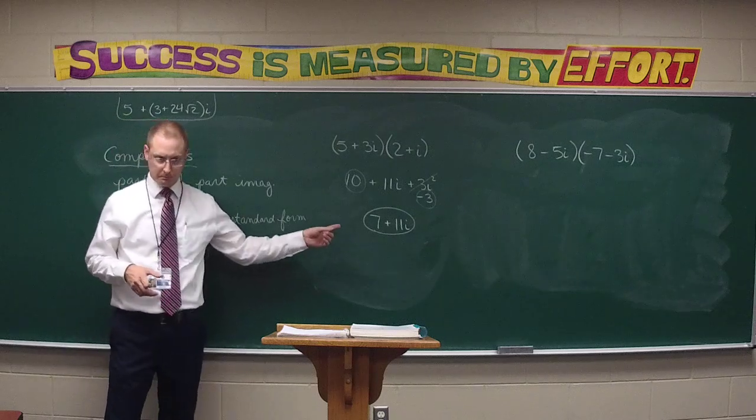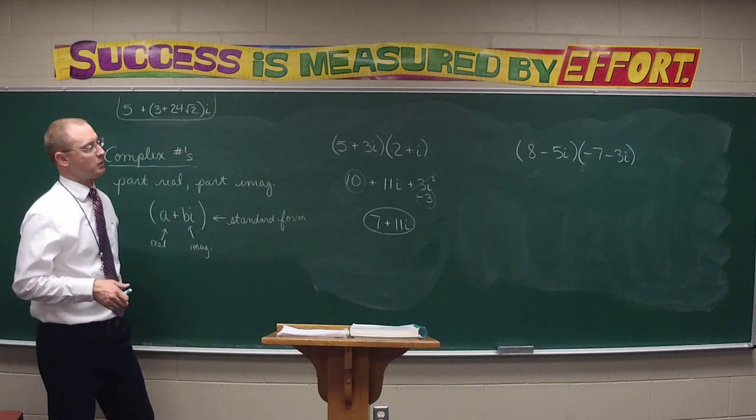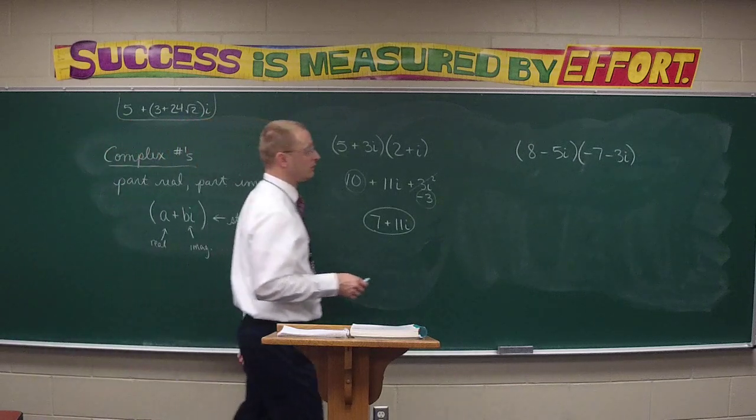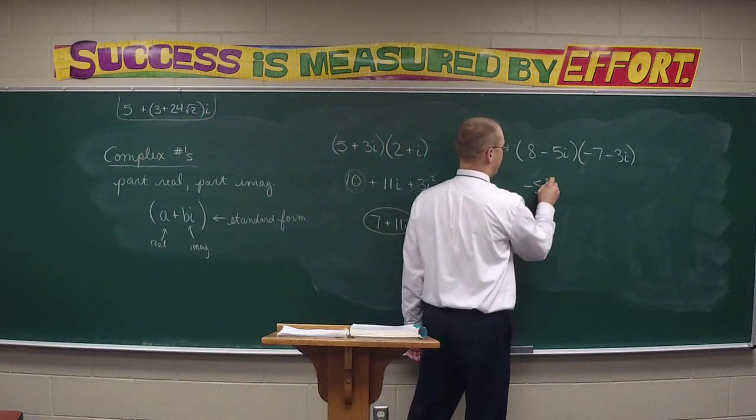Questions on this one? Well, let's go to the next one. Let's multiply these two complex numbers, and let's multiply the first, Michael. Negative 56. Let's multiply the outer, Kendall.